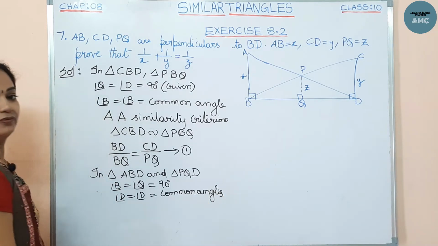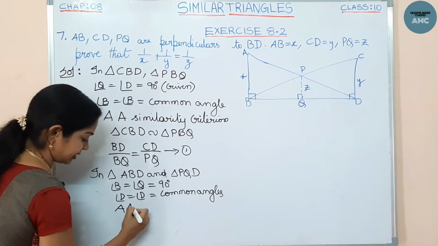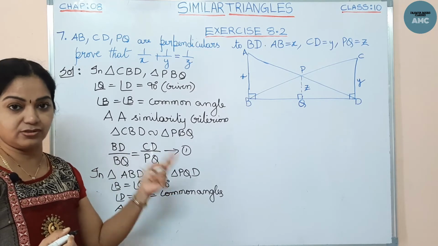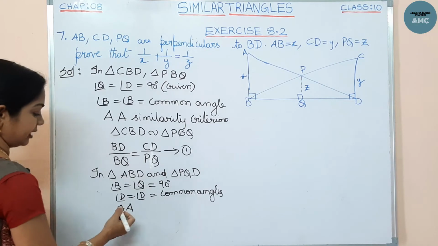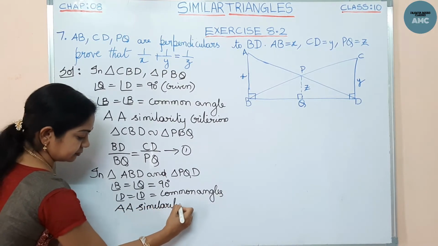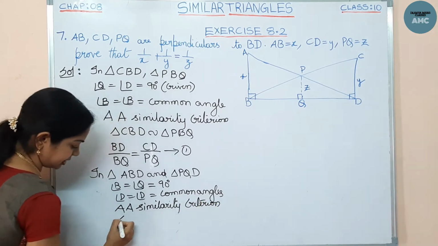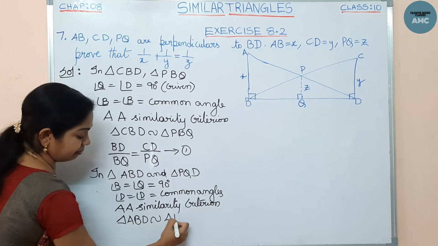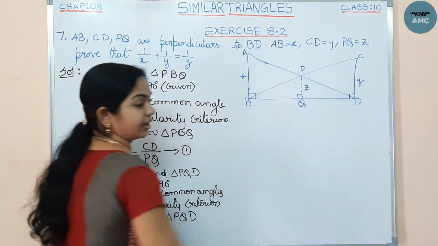Okay, now we have two angles equal, so we can use the angle similarity. If two angles are equal, then the third angle is also equal because of the angle sum property of the triangles. Right, by the angle similarity criterion, you can say these two triangles, triangle ABD is similar to the triangle PQD. The bigger one and the smaller one are similar.